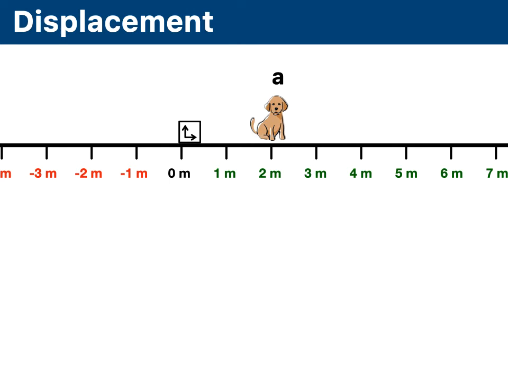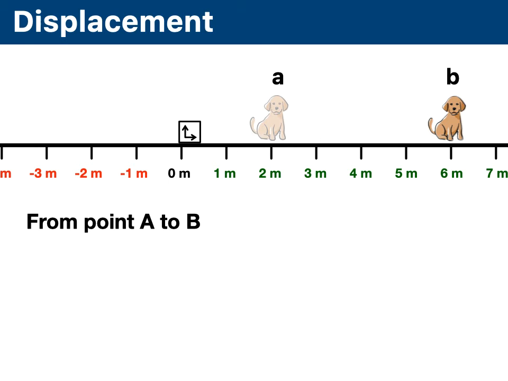Okay, so let's talk about another term we have in physics. Position is where an object is, but displacement is how much the object changes its position by. So let's say the dog starts at position A and then moves to position B. From point A to point B, the dog started at a position of 2 meters and then went to 6 meters. So what we would say is the change of position, the displacement, is 4 meters.